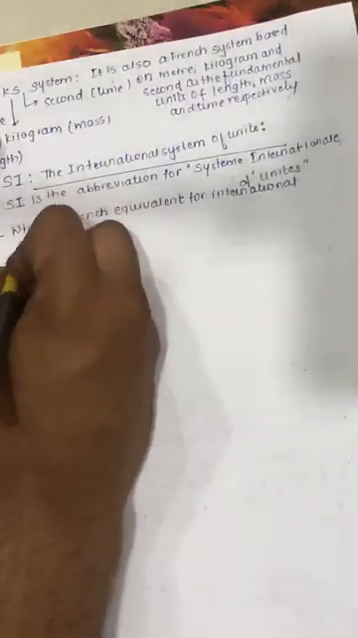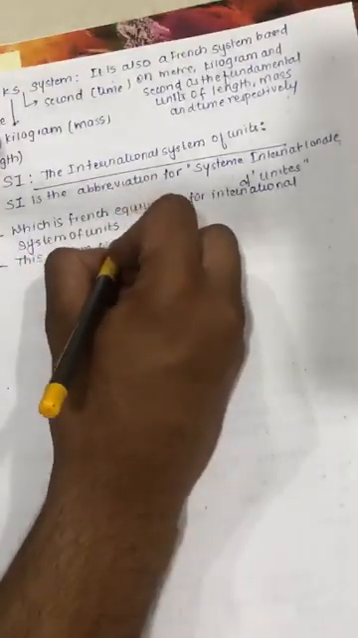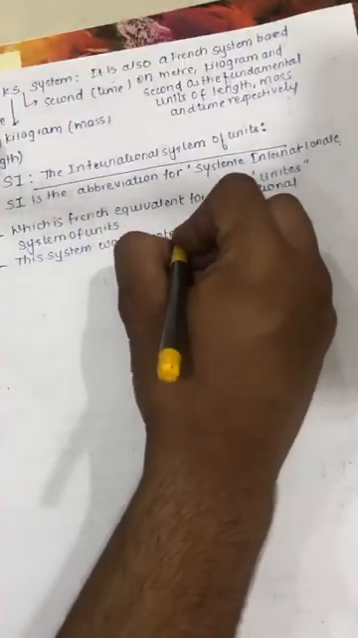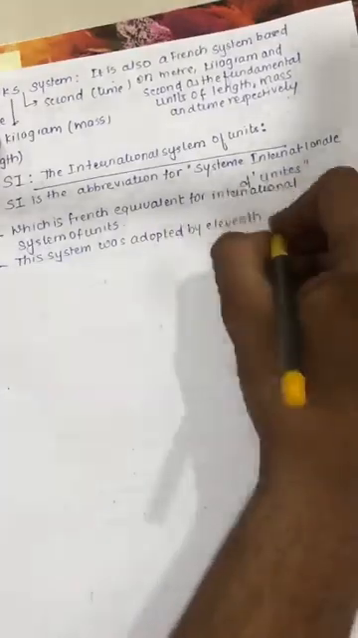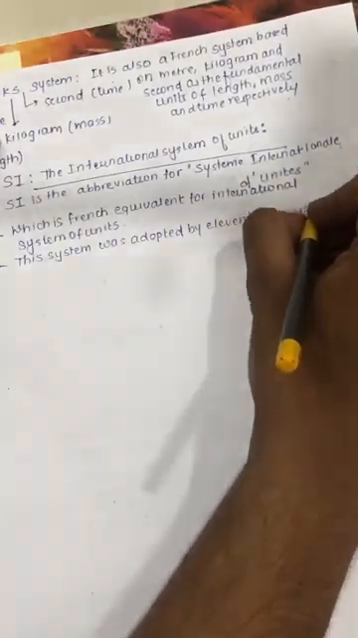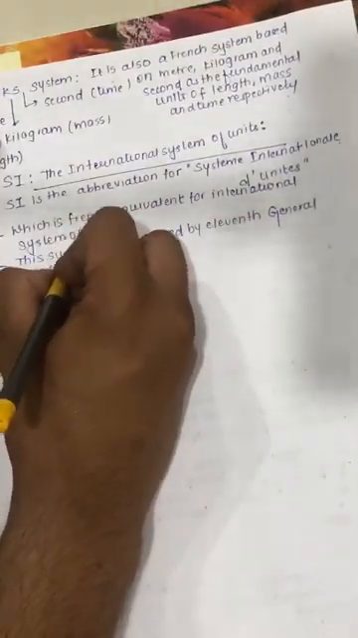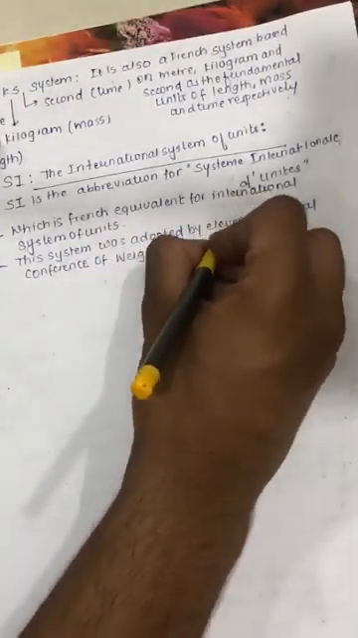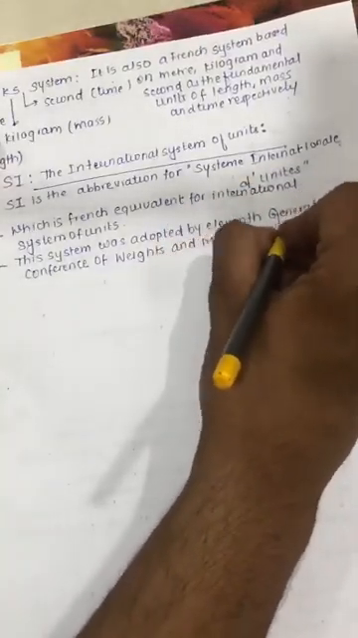This system was adopted. Very important point. This system was adopted by the 11th General Conference of Weights and Measures in 1960.